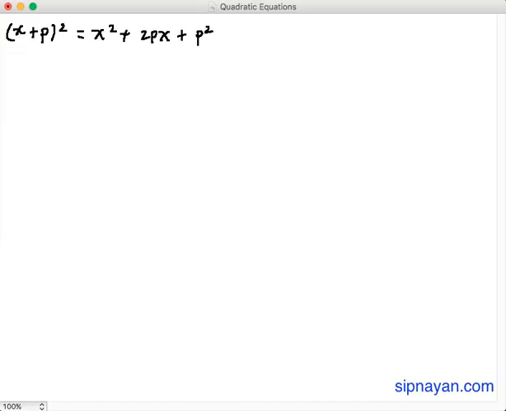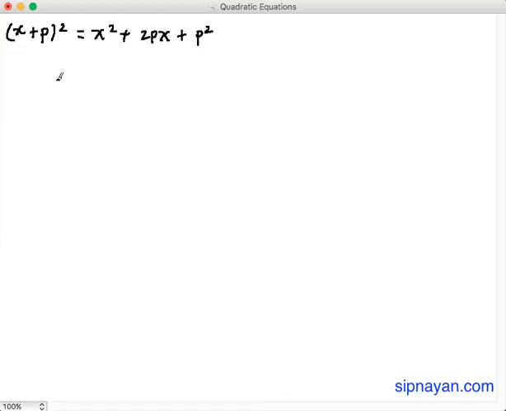Now, pag nag-complete tayo ng square, ano ba yung ginagawa natin? Ginagawa natin perfect square trinomial yung nasa kaliwang side ng equation. And then, sinusolve natin yung value ng x by extracting the square root. And then, we look for the value of x.